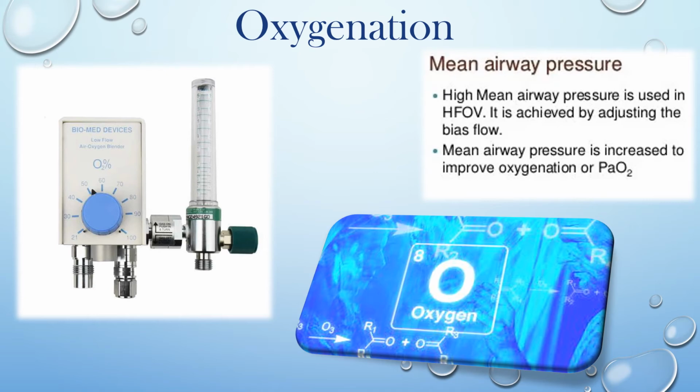The FiO2 is titrated by a blender attached to the oscillator. If the patient is over-oxygenated, the FiO2 and/or mean airway pressure should be decreased. If the patient's PaO2 is low, the FiO2 and mean airway pressure should be increased to increase oxygenation.